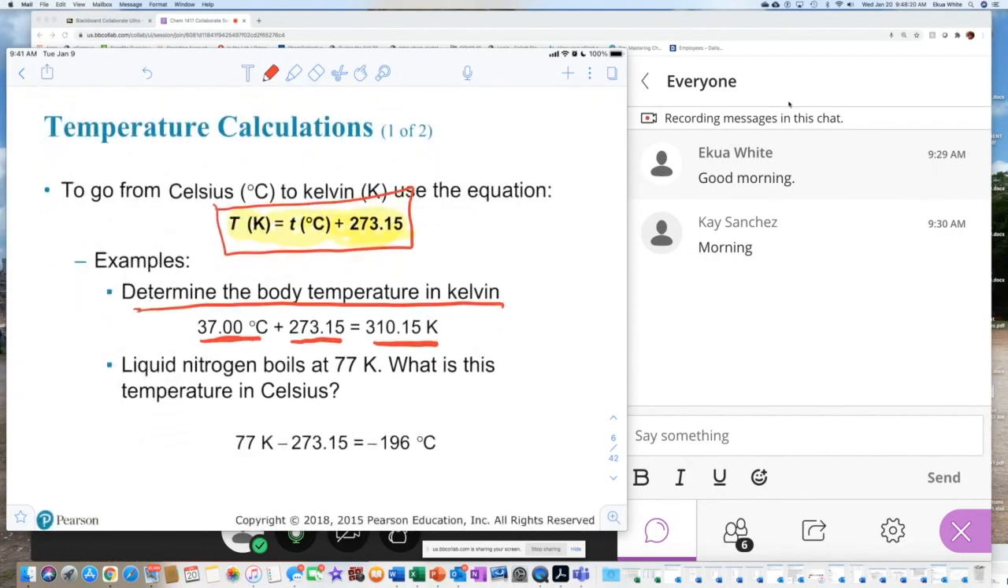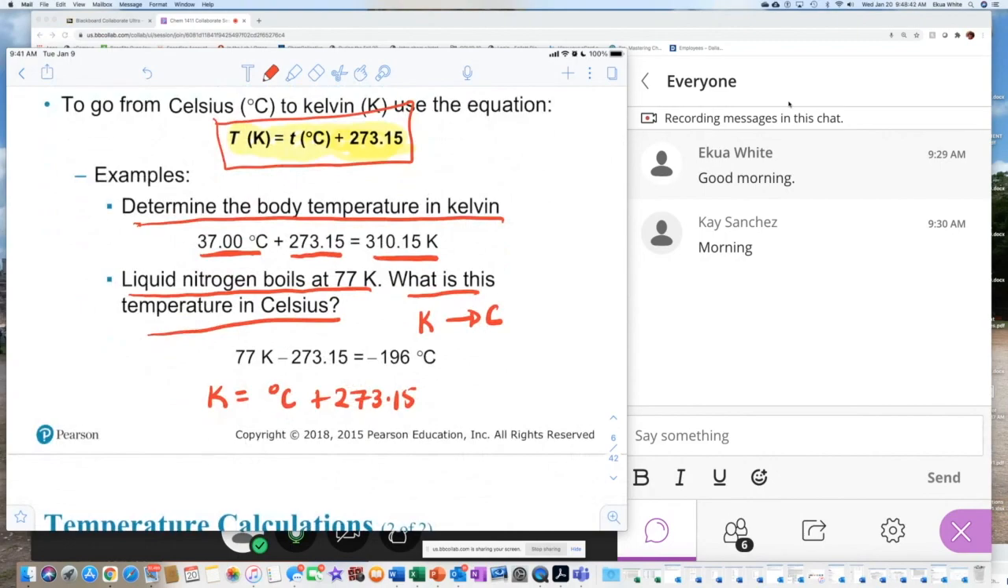Here we're told liquid nitrogen boils at 77 Kelvin. What is its temperature in Celsius? So we're going from Kelvin to Celsius. Our normal formula to get to Kelvin is to take degrees Celsius plus 273.15. Since we're trying to get to Celsius, do the opposite: take Kelvin and subtract 273.15. So we have 77 Kelvin minus 273.15. What do we get?